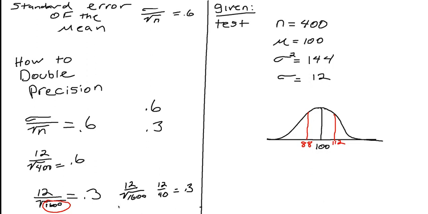So to figure out the numbers on how to double precision, reverse engineer the entire equation. Take your numerator, which is your variance, that doesn't change. Take your desired number, which is the doubling of your precision estimate, and then all you have to do is figure out what goes on in your denominator.